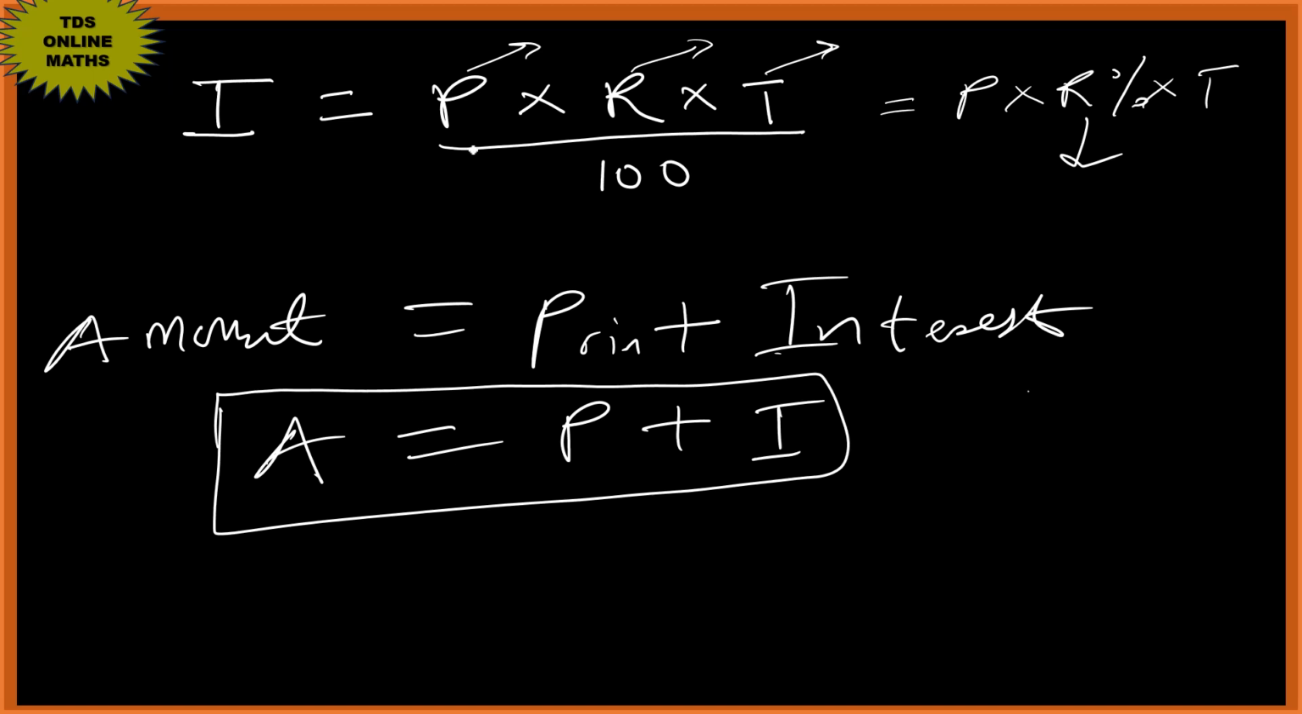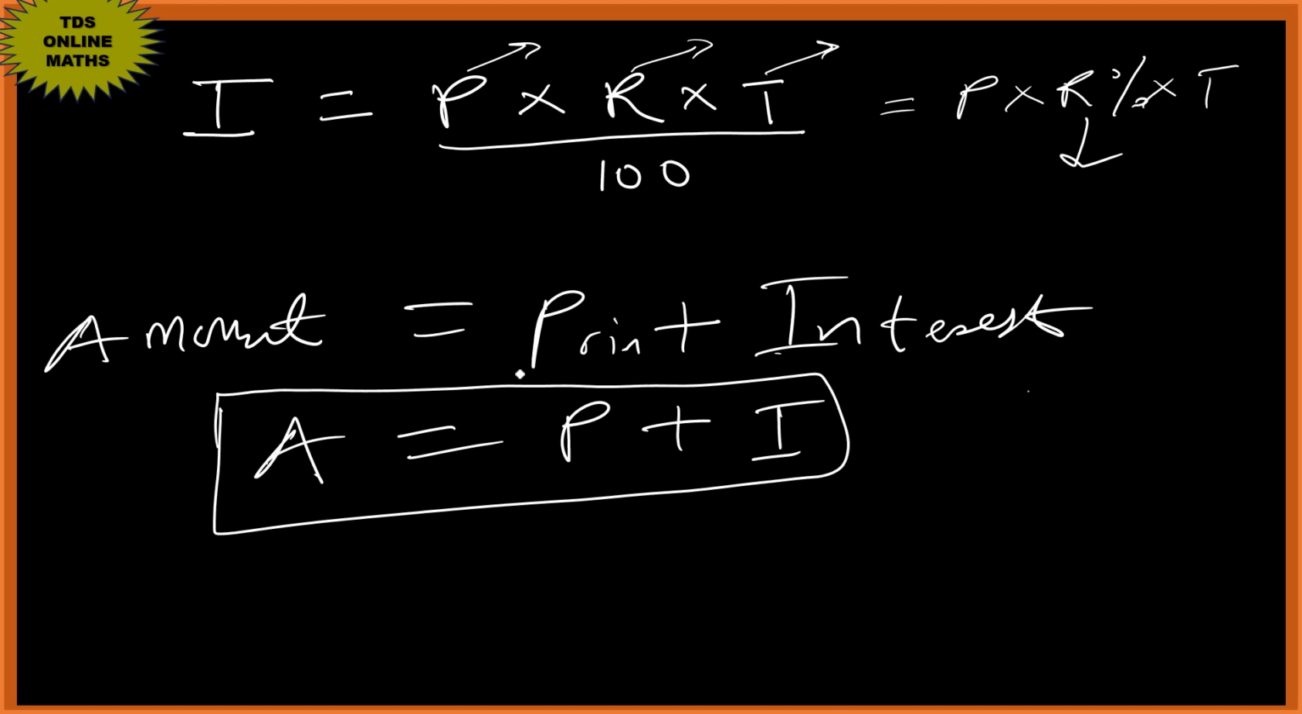In the course of the question, if I ask you to find the principal when the interest is given, it's a matter of making P the subject here. We have the same thing here. If you are asked to find the rate, just go ahead and make R the subject.